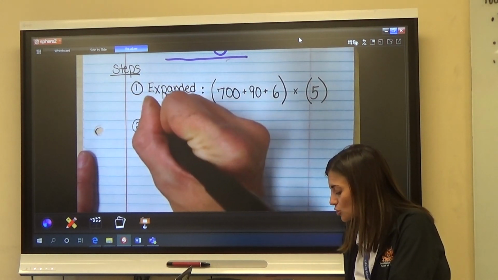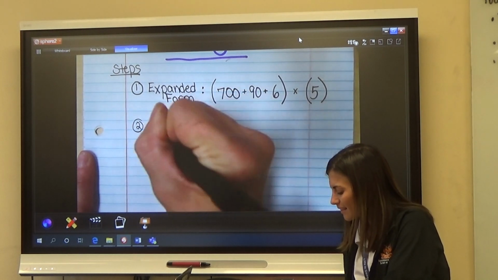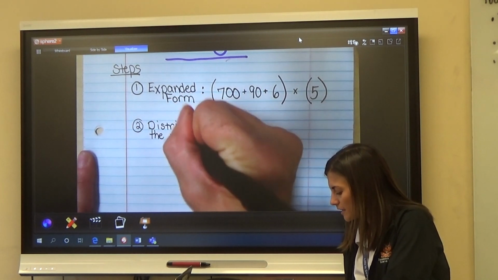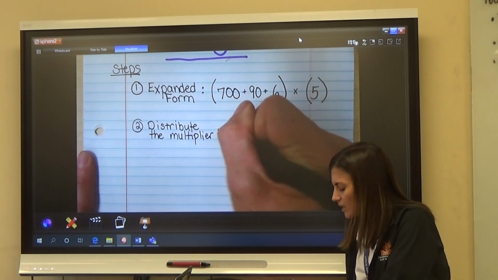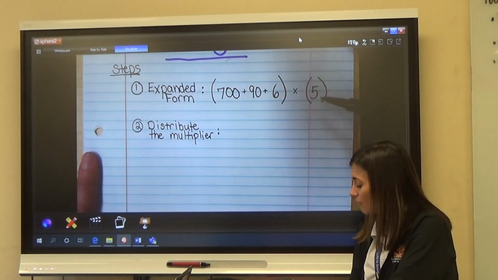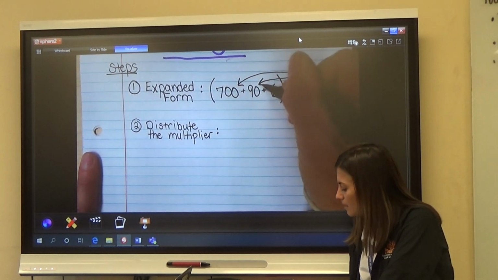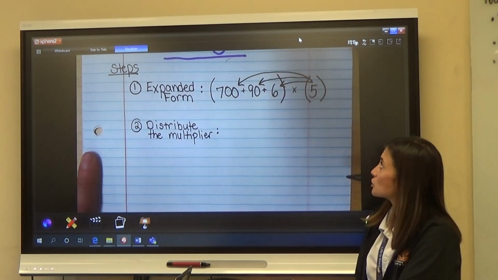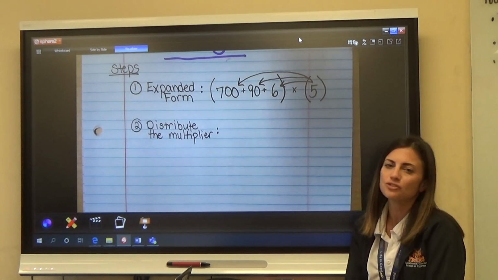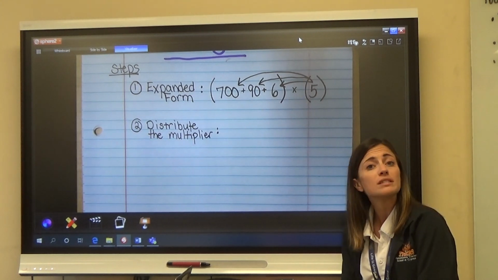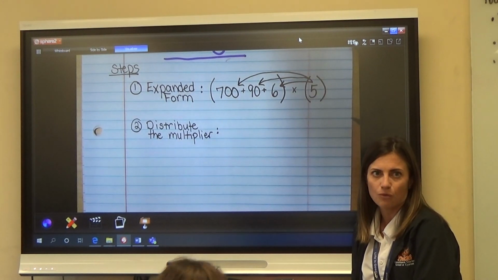we are going to distribute the multiplier. All right, what does that mean? Let me show you. We are going to share the 5 with every value in my expanded form. We're sharing the love. We don't want 5 to just hang out with the 6, then the 700 and the 90 will be jealous. We got to make sure it's fair for everybody, so we share the 5 with all pieces of my expanded form.